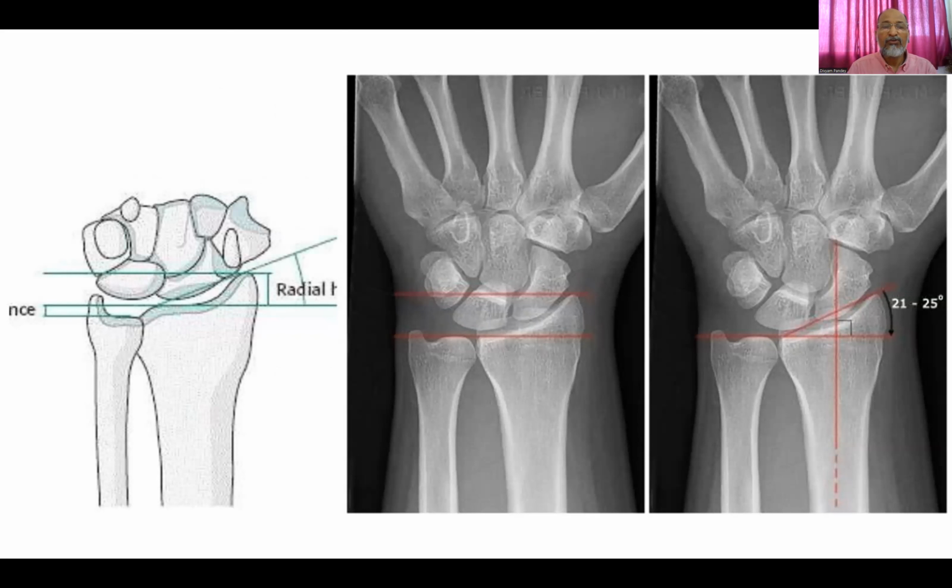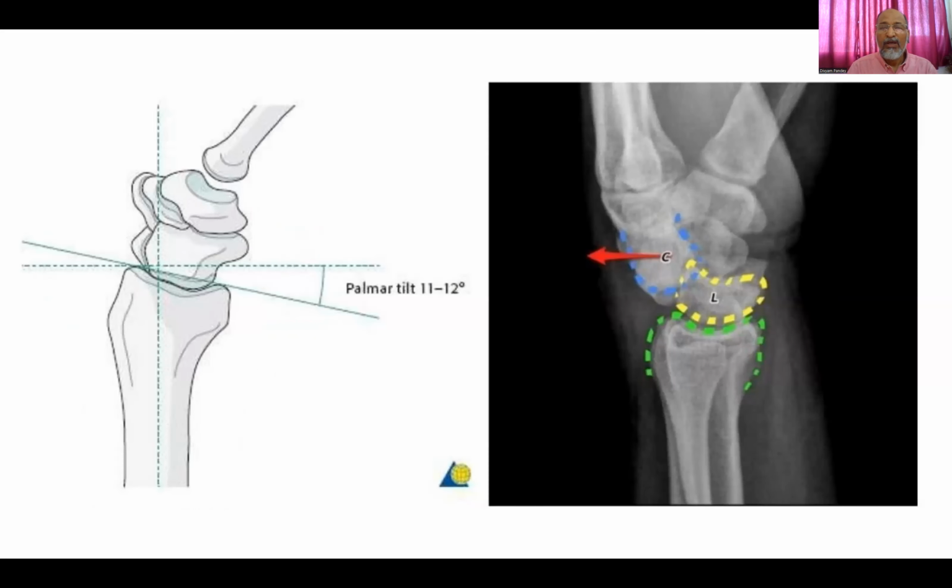You can see in this picture that the ulnar variance is very small. Radial height is about 22 millimeters, and on the rightmost X-ray, you can see the inclination of the radial articular surface, which is about 21 to 25 degrees. Then you have dorsal or volar tilt, that is palmar tilt, and it amounts to about 11 to 12 degrees.